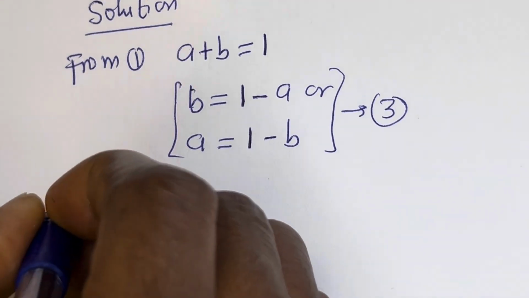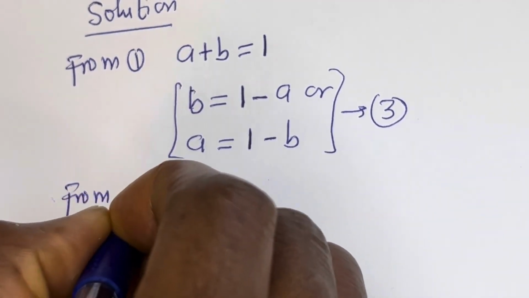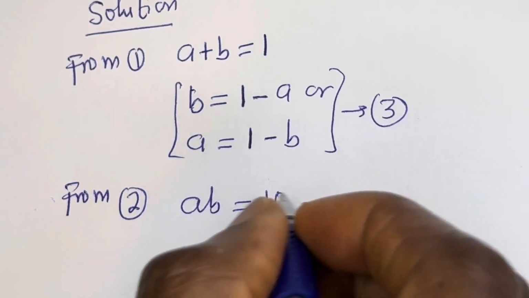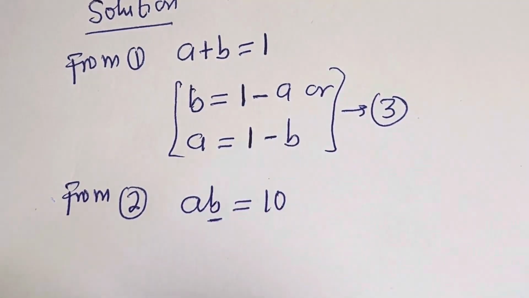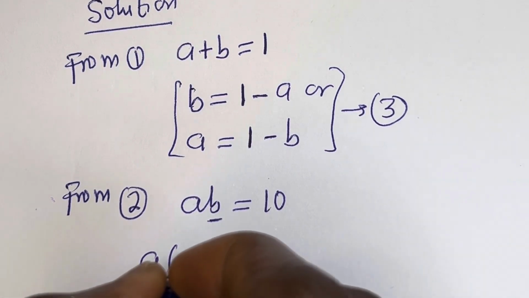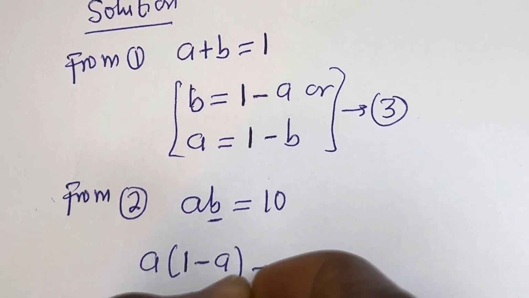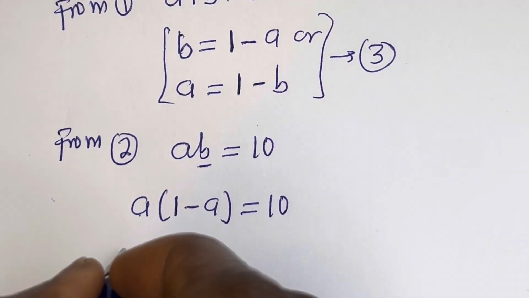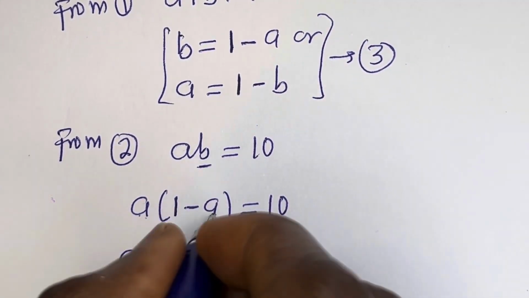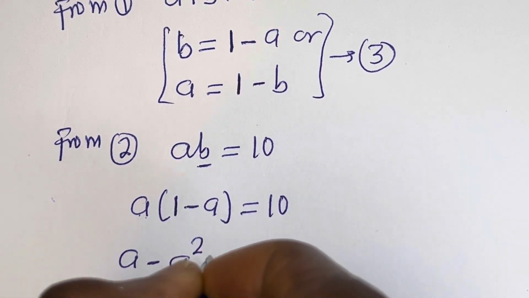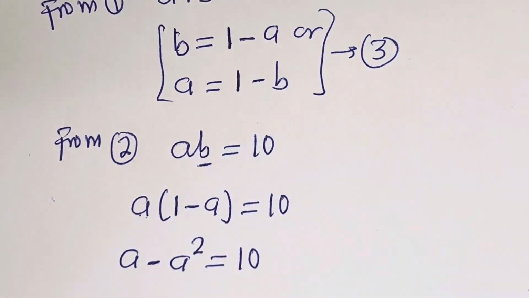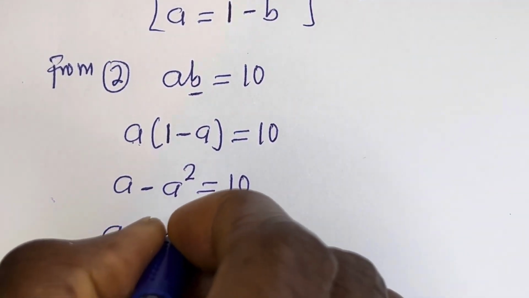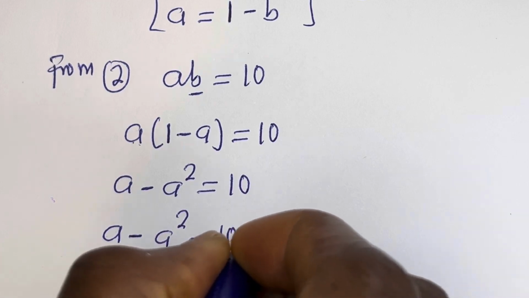Now from equation 2, ab is equal to 10. Let's substitute for b. Here we have a(1 minus a) is equal to 10. Then let's open the bracket. a multiplied by 1, this is a, minus a multiplied by a, a squared, is equal to 10. This is a minus a squared minus 10 is equal to 0.